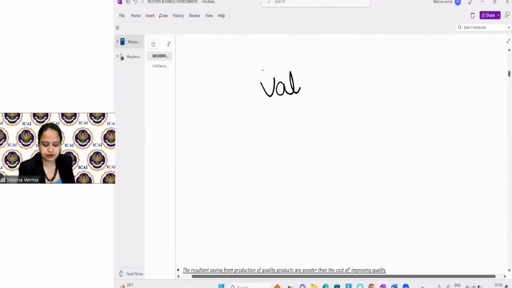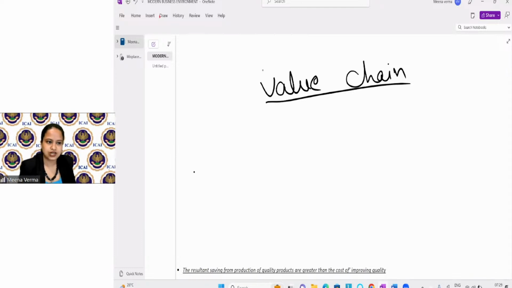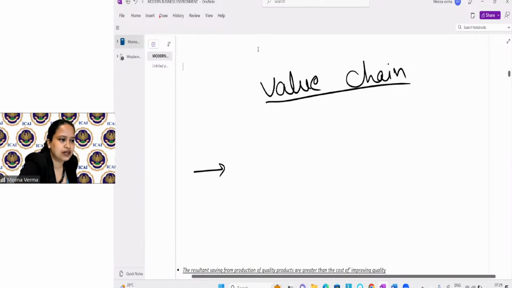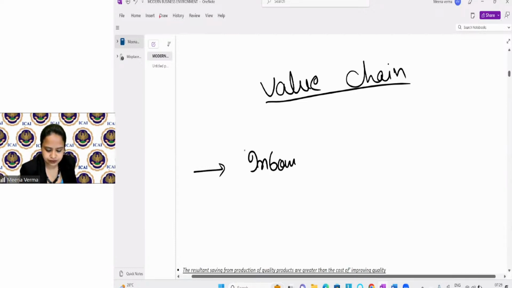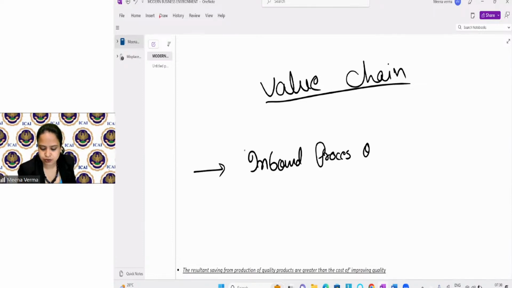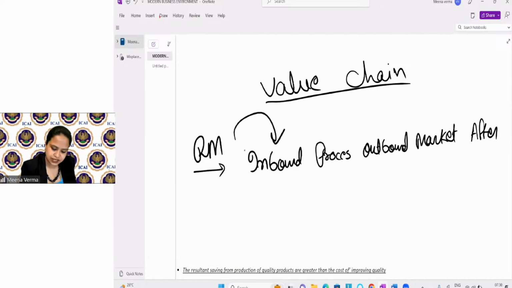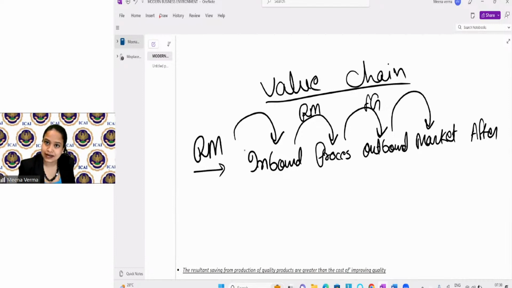Okay. So if you see, we have studied about the value chain analysis. Value chain is what? A chain of activities. Product passes through those activities: inbound, process, outbound, marketing, and after sales services. These are all primary activities. Your raw material will pass through these activities: inbound when you're buying the raw material, then you're converting the raw material into final good, then you're distributing the final good in the entire market, then after sales services. So it is a chain of activities.